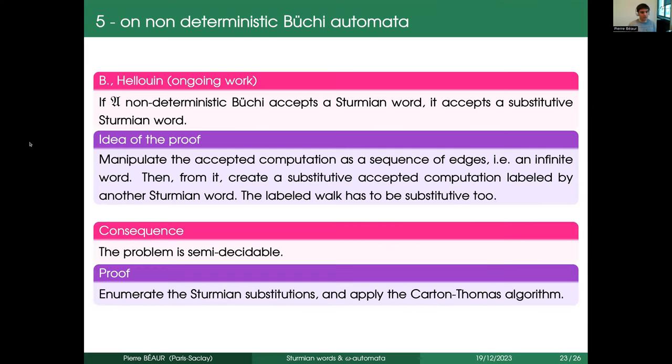A consequence of this work is that my problem of detecting a Sturmian word in a Büchi automaton becomes semi-decidable. Why? Because I just have to enumerate the Sturmian substitutions. It's generated by the four Arnoux-Rauzy substitutions. And then each time I apply the Carton-Thomas algorithm. So it's a bit stupid as a semi-algorithm, but all semi-algorithms are stupid. And so we have solved half our problem. But this way, I don't really know how to solve the other half. And so we will try to do things about computations.